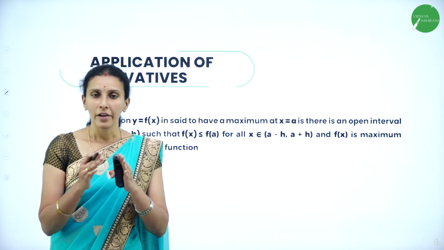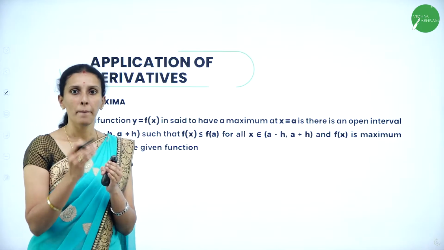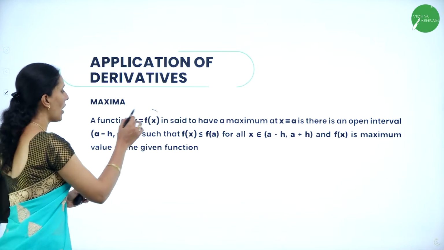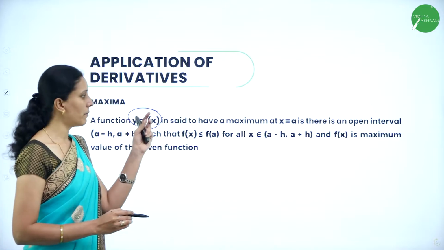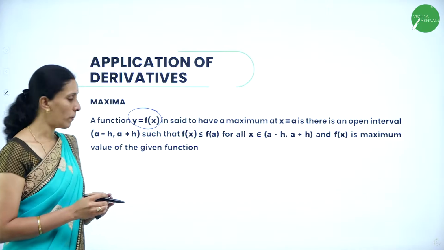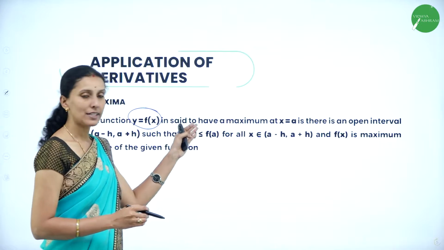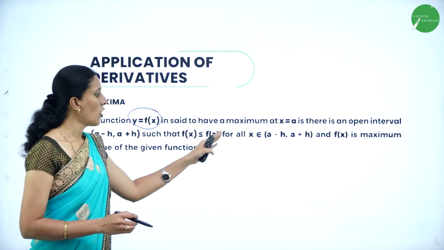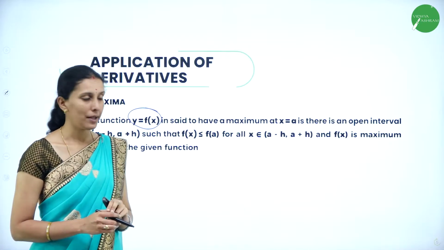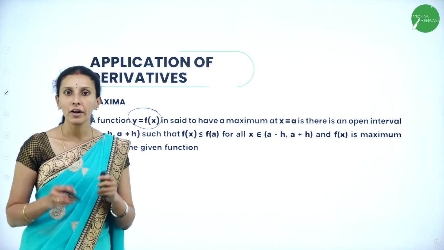So now we are restricting towards only the interval. Let's see what will be the value for the maximum for a function. It is called maxima. A function y is equal to f of x is said to have a maximum at a point x is equal to a where there exists an open interval in the form a minus h, a plus h, such that f of x is always less than or equal to f of a for all the values of x belonging to the interval a minus h to a plus h. Then f of a is the maximum value of the given function.